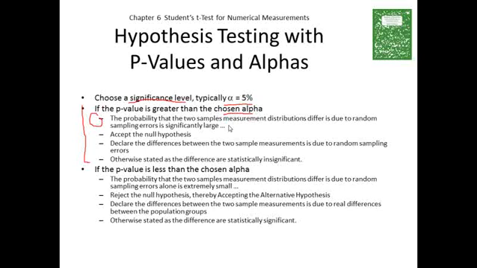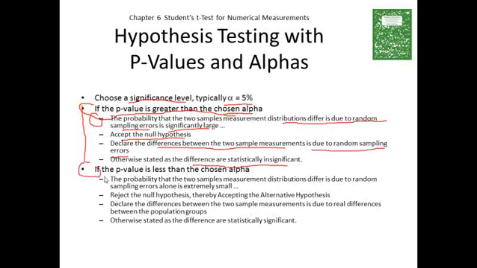If our p-value is greater than our alpha, we're going to say, the probability that the two sample measurements differ due to random sampling errors is significantly large. I'm going to go ahead and accept the null hypothesis. I'm going to declare any differences between the two sample measurements due to random sampling errors. And I'll otherwise call this, the differences are statistically insignificant. It's all the same. The mean of means is the right way to measure this. Now that's if the p-value is greater than the chosen alpha.